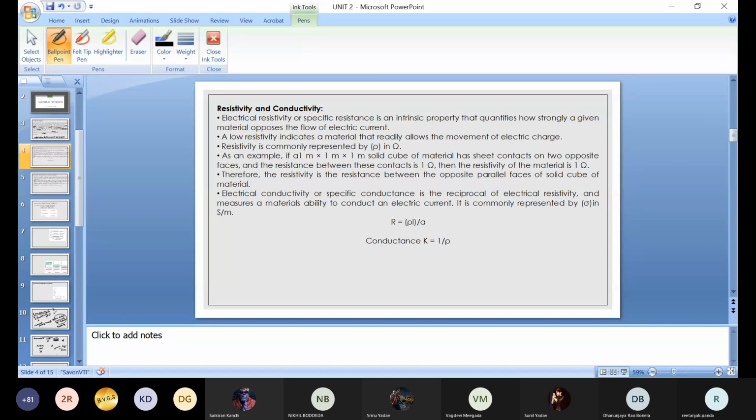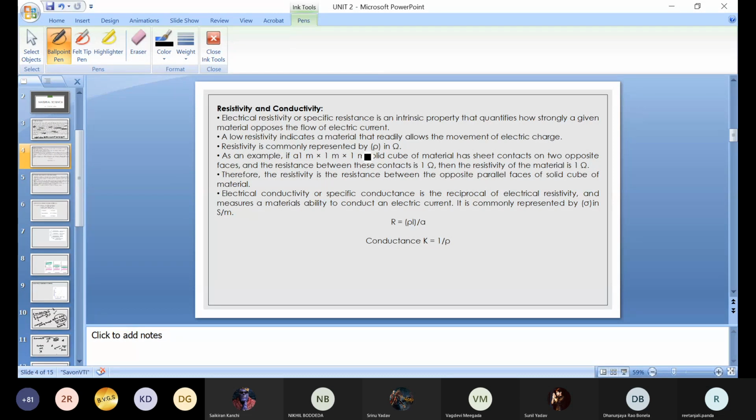Intrinsic property means it is the property which is naturally available with the material. We are not influencing that property. Similarly, conductivity is also an intrinsic property of the material. If a material has low resistivity, then it is a good conductor of electricity. If a material has high resistivity, then it is called a bad conductor of electricity. In some cases, we call it an insulator.